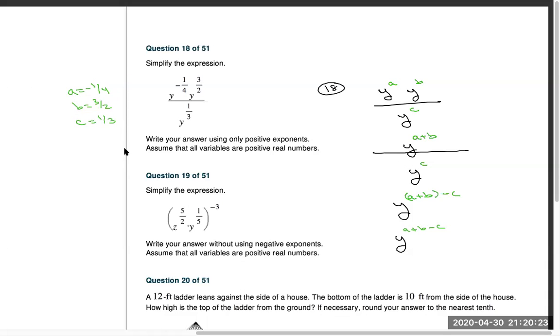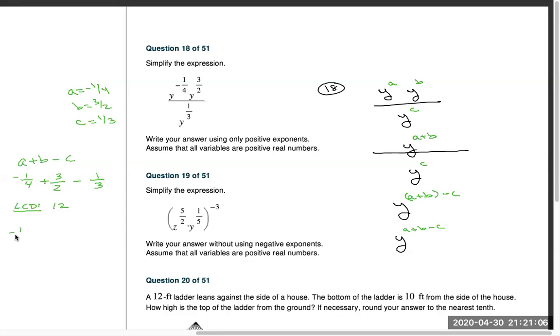Now you don't have to actually do it with an a, b, c. You could just do this straight out: I know I need to add these exponents and then subtract this exponent. That's fine too. But it just makes it a little easier for me to see personally. So I'm going to do a plus b minus c over here. That's negative 1/4 plus 3/2 minus 1/3. You can go ahead and find the LCD for the entire thing if you want, or just do 2 terms at a time. I'm going to find the LCD for the whole thing. Between 2, 3, and 4, the LCD will be 12.